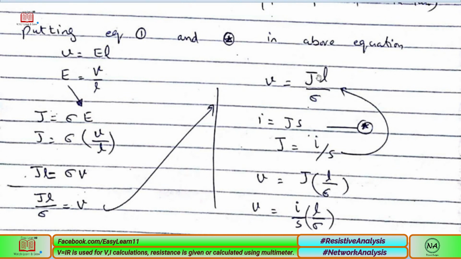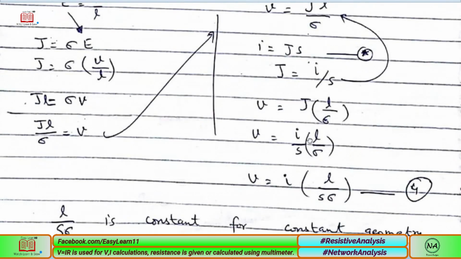In J, V is equal to J L over sigma. Rewriting the above equation, we are going to replace this J with I over S. As you can see, I over S is outside the bracket; that comes from replacing the J. L over sigma.